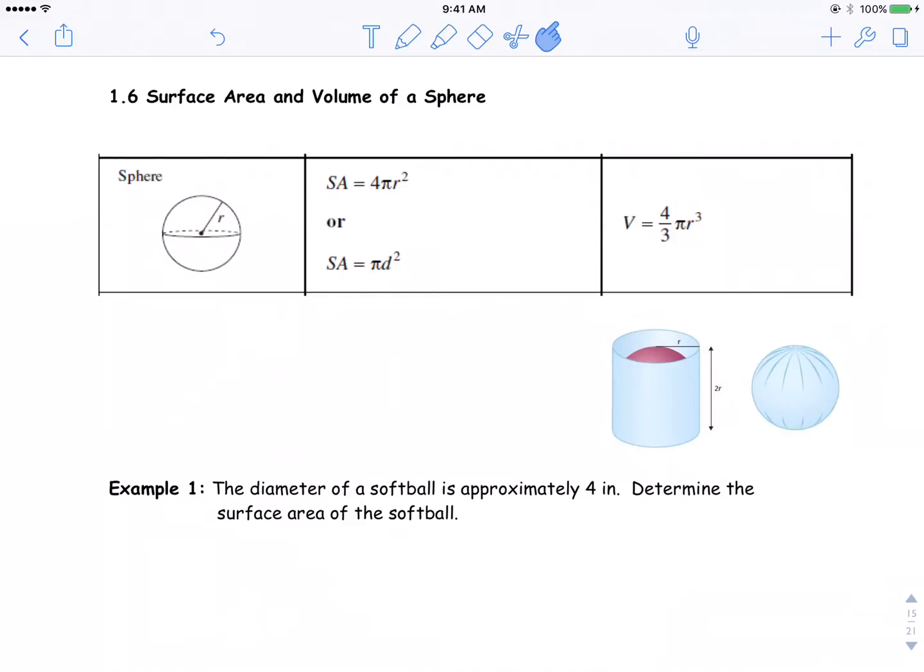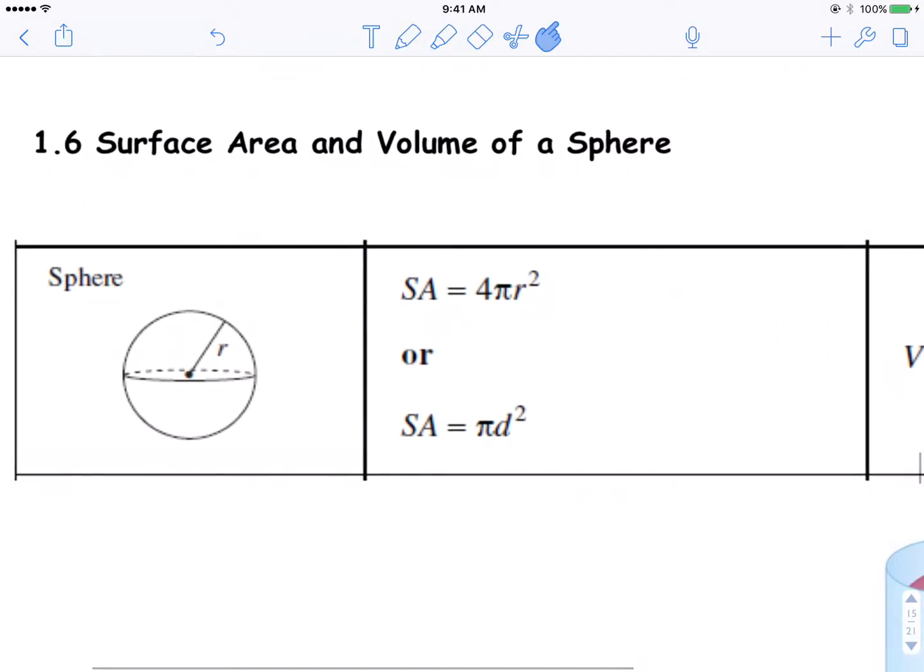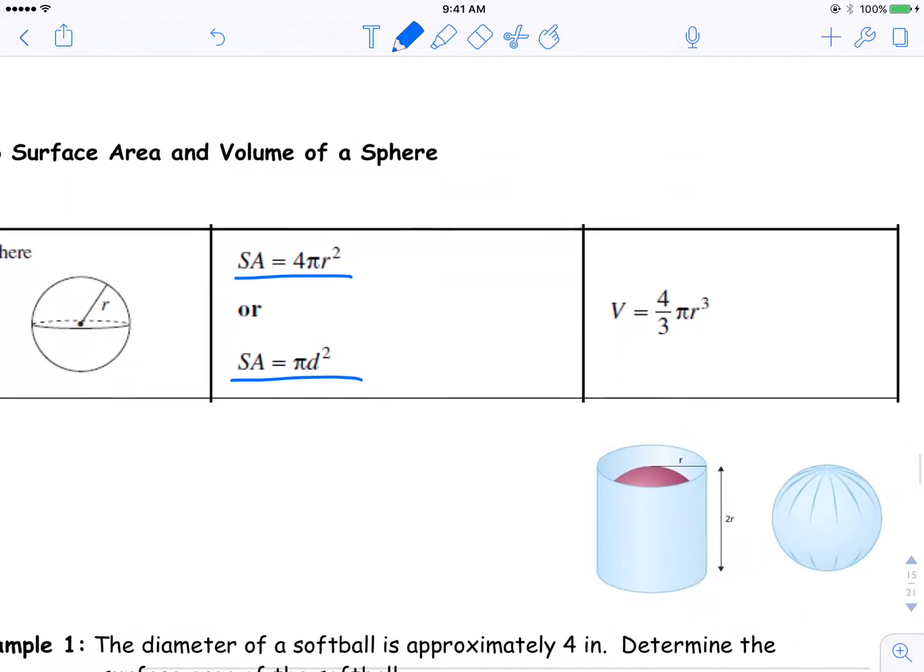Three different formulas to look at. Two for surface area, depending on whether you have or want to use radius or diameter. Surface area of a sphere is 4 pi r squared if I have radius, or pi times diameter squared if I have diameter. Volume, 4 over 3 times pi times radius cubed.